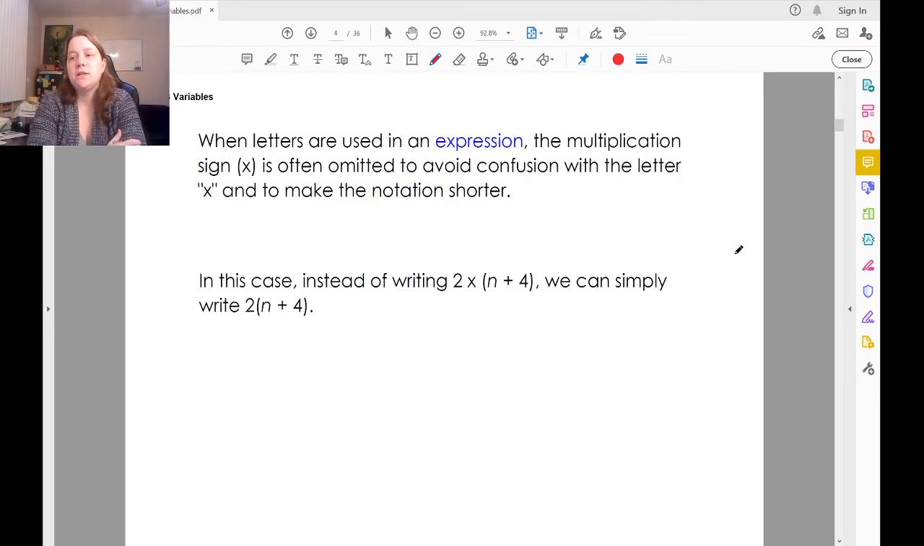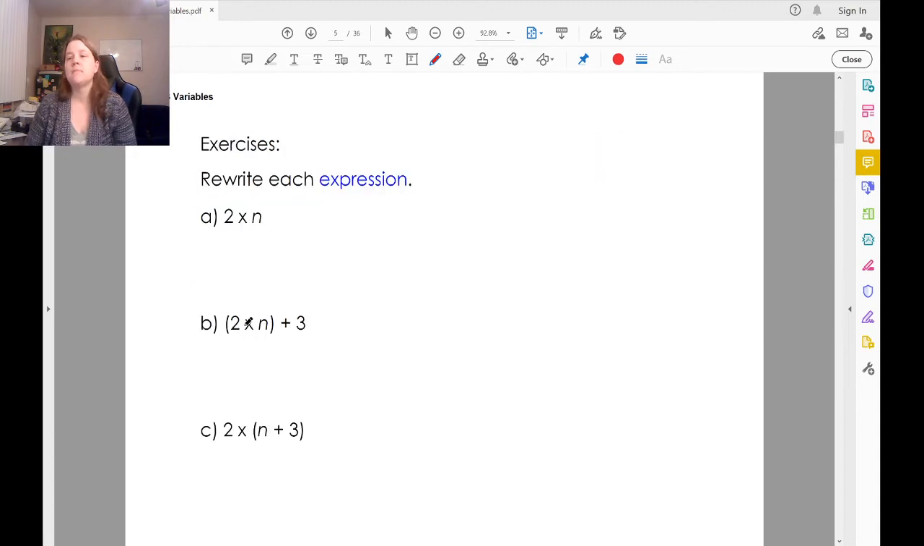When letters are used in an expression, the multiplication sign is often omitted or left out to avoid confusion with the letter X. So 2 times the quantity of n plus 4 is the same thing as saying 2 times the quantity of n plus 4. It's saying 2 of these things, which is what happens when we multiply. So they want you to rewrite each of these expressions. You go ahead and try it, and then come back.